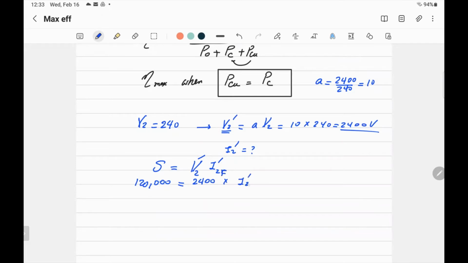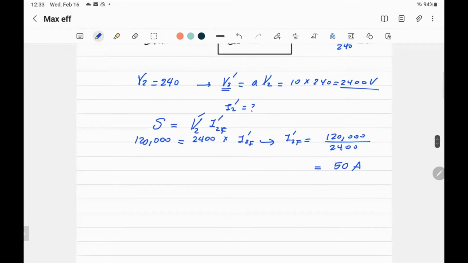Let me make it F here, which means full load, rated load or full load. So from this equation, I can find the load current at full load referred to the primary side. I2 dash full load is equal to S, 120,000 divided by the voltage 2400, and you get 50. So that's the current at rated load referred to the other side.